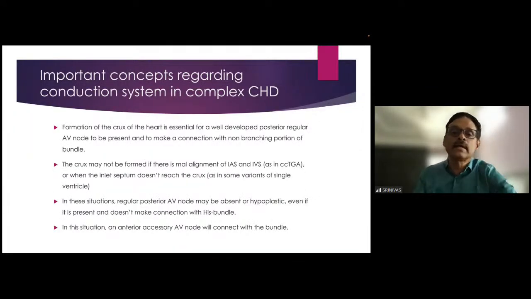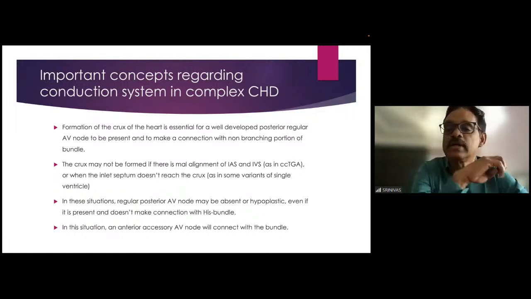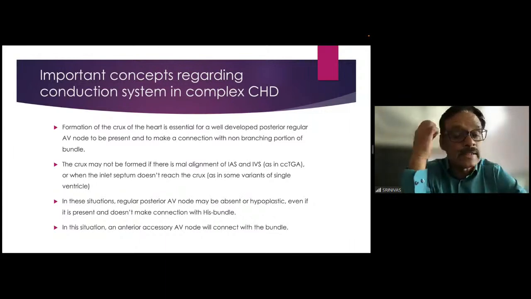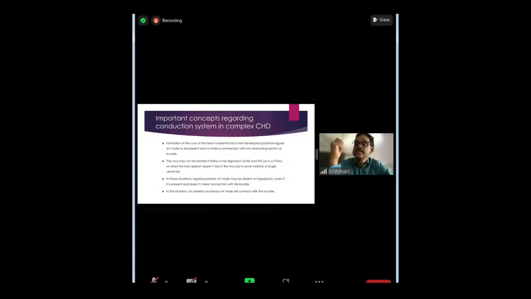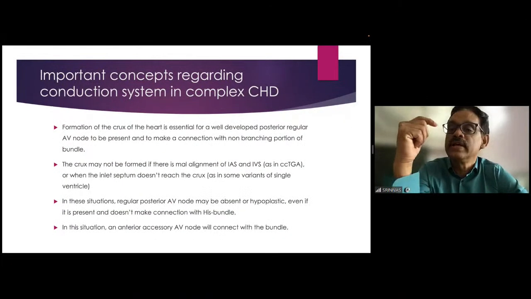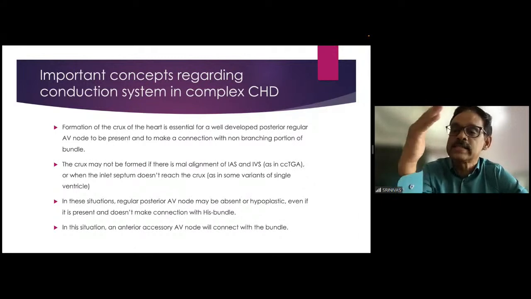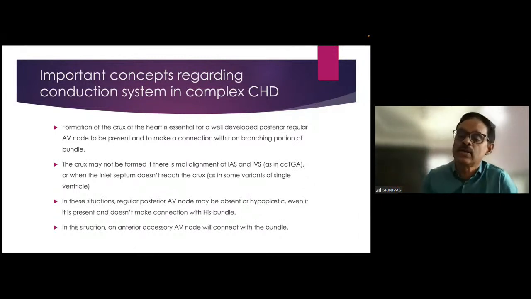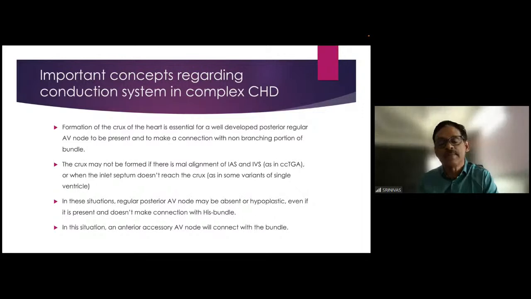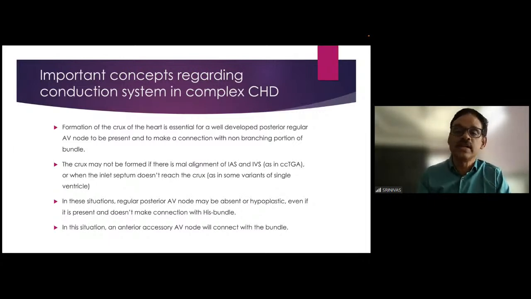There are some important overarching concepts we need to understand so far as the conduction system and complex congenital heart disease are concerned. One important point is formation of the crux, which is the meeting point of both AV valve rings and the interventricular septum. The posterior location of the heart is called the crux. This formation of the crux is essential for the location of the regular AV node in the posterior position, and for it to make a connection with the non-branching portion of the bundle. This is very important. We'll see presently.